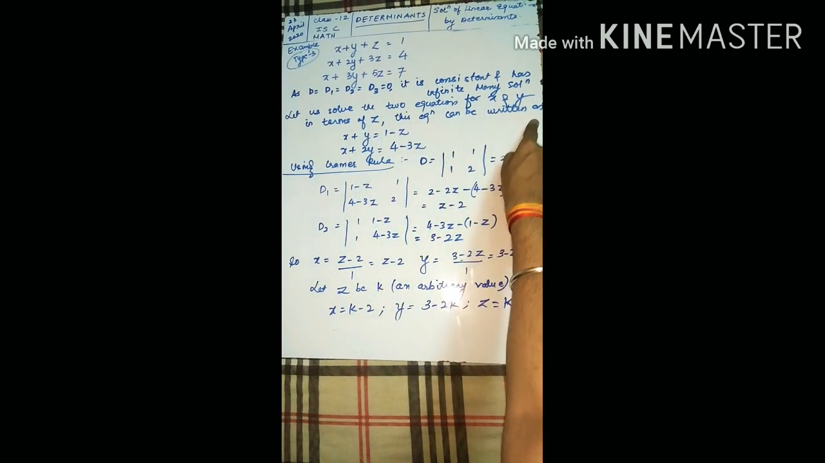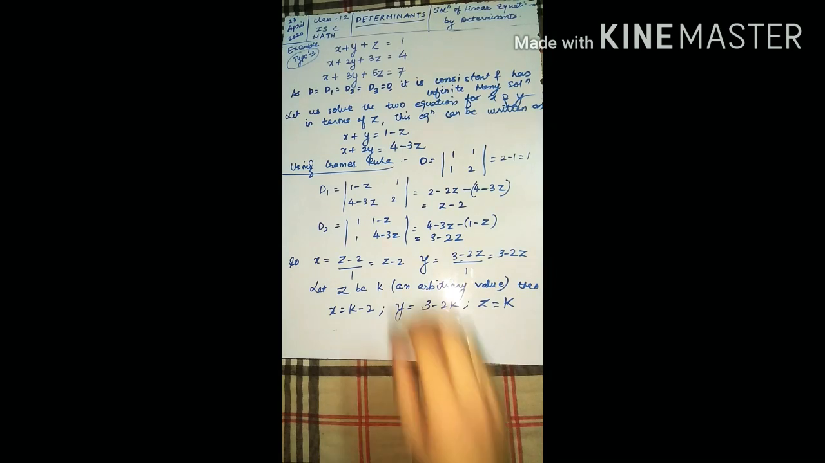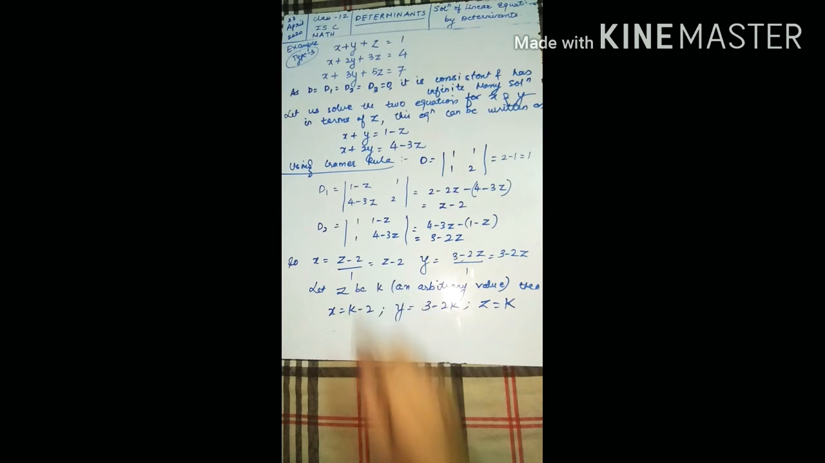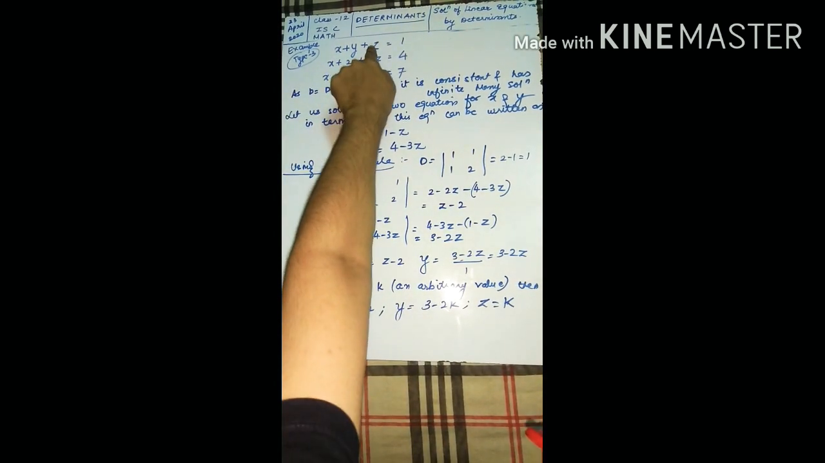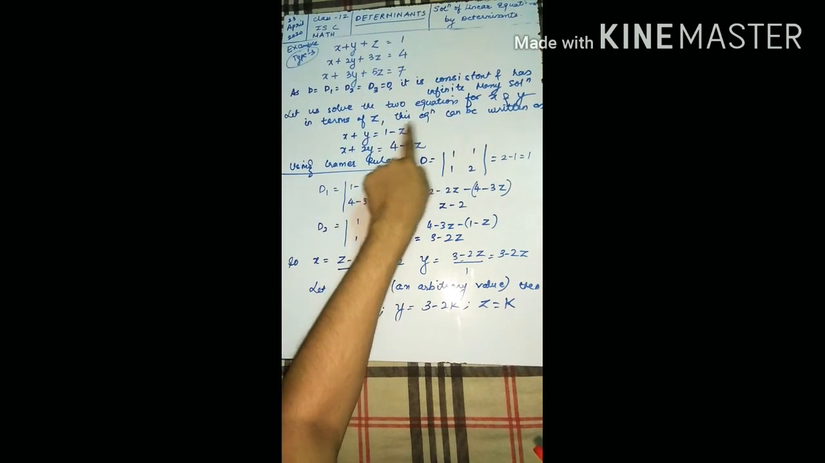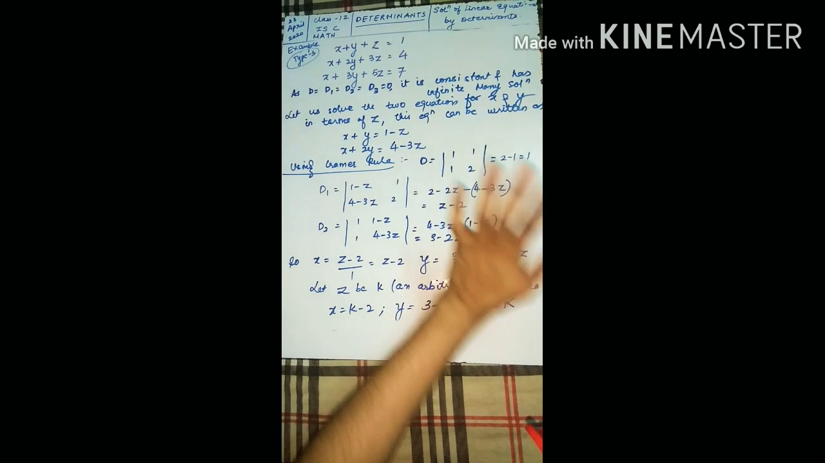So we are going to take the first two equations and write those two equations in terms of z. What I have done is, x plus y, and this z I have taken to the other side, so 1 minus z, and x plus 2y, 3z will go that side, so 4 minus 3z.